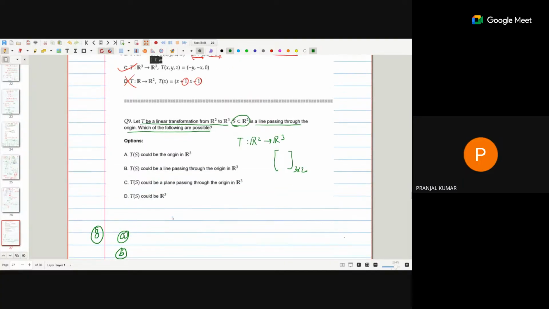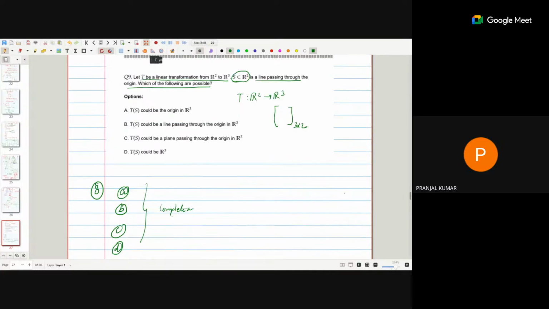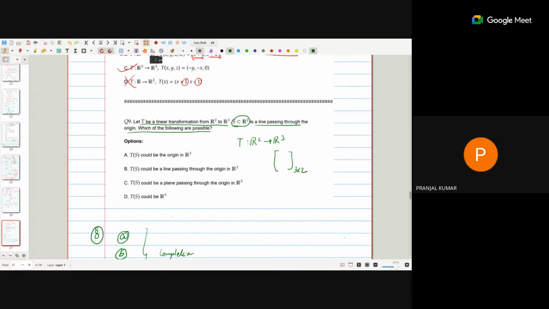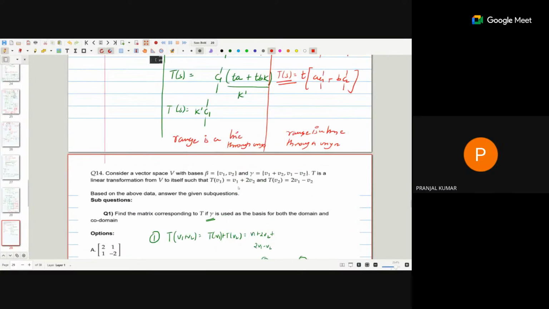The eighth question we have already done, so completed. Now, T of S. See, your input domain is the whole of R2, but it is asking you the output set, the image set, for a particular set of inputs, which is your S. So suppose this is your line S.